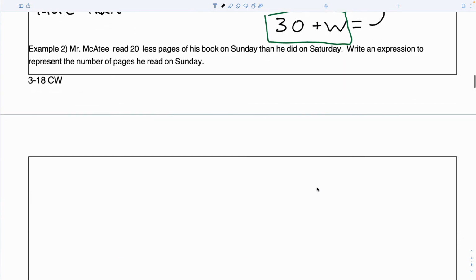Example 2. Mr. McT read 20 less pages of his book on Sunday than he did Saturday. Write an expression to represent the number of pages he read on Sunday. Annotate and turn and talk to your partner. Would I be adding or subtracting, and why? Odds, raise your hands. Odds, you're talking first. Am I adding or subtracting? Turn and talk. Get ready, Mason. Go.